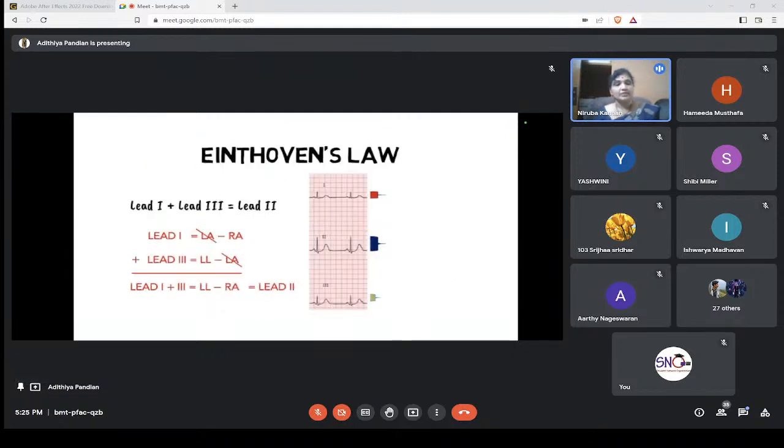So Einthoven's law. What does he say? Einthoven's law: the sum of the voltages of lead 1 and lead 3 will give lead 2. We can see this practically very well here.